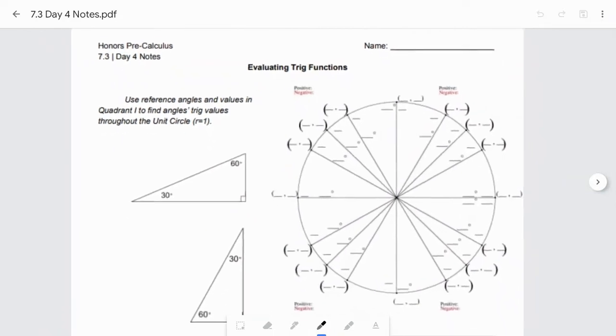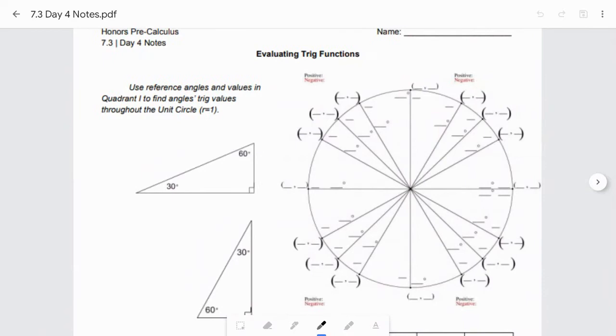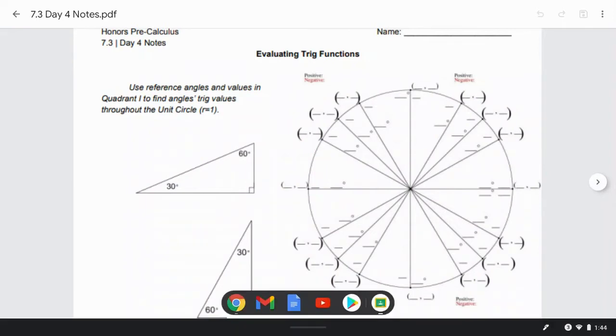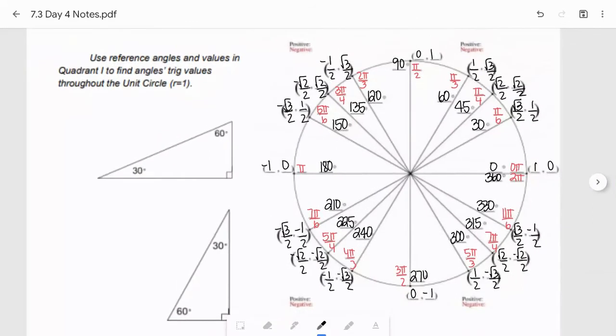Before we get started, I would just suggest that you pause the video and take a second to fill out this unit circle on your own, and then unpause the video to check your work. Here is the completed unit circle. Please make sure that you take a second to check your work.